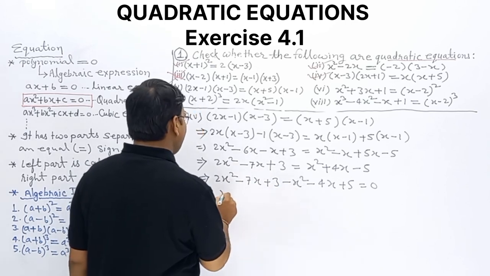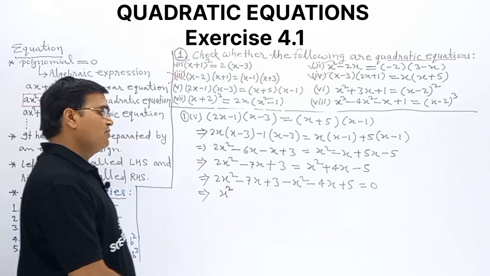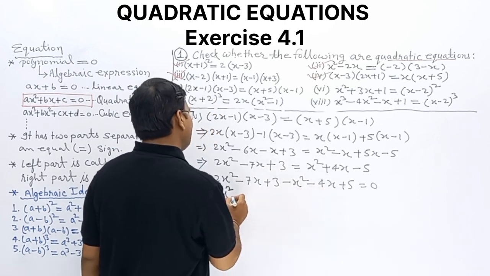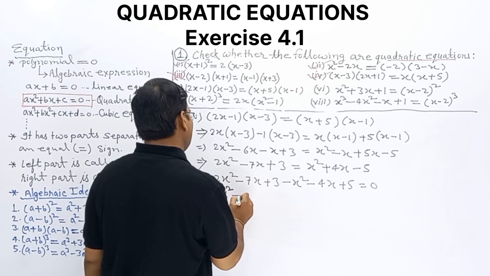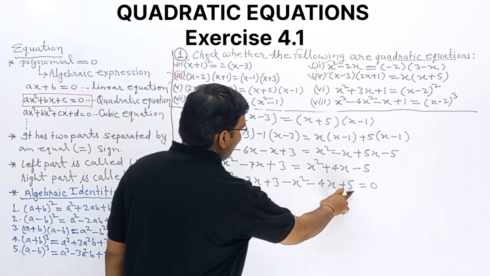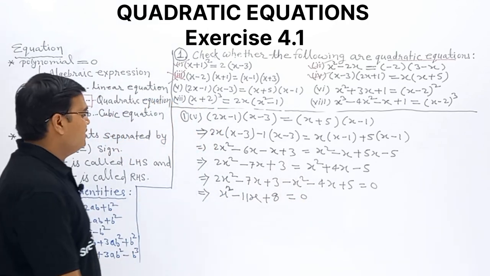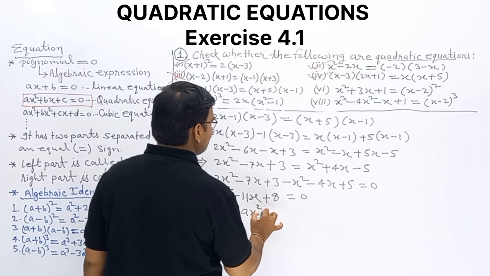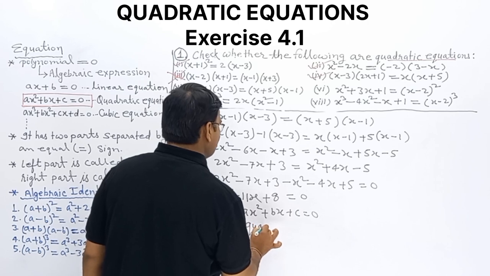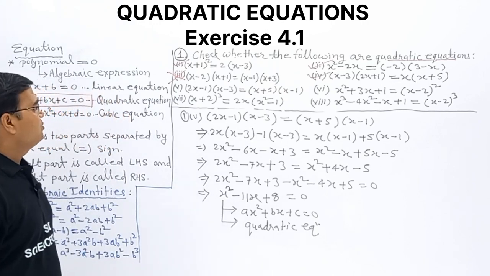2x square minus x square will be x square. Getting or not? 2x square minus x square will be x square. Now we will take x term, minus 7x minus 4x, minus 7 minus 4, minus 11, minus 11x. Do the calculation carefully. 5 plus 3 will be 8, and this is looking like what? Quadratic equation. It is in the form of ax square plus bx plus c equal to 0. So we can say this is quadratic equation. Clear?